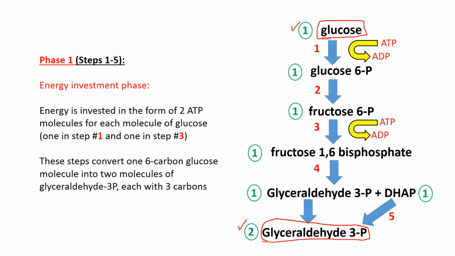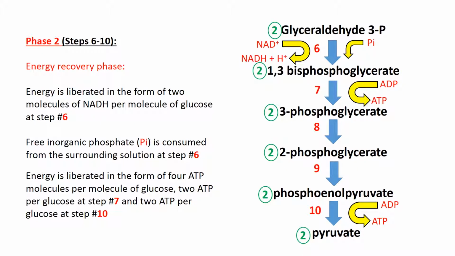And during those 5 steps, energy was invested as 2 ATP molecules, which were used to phosphorylate substrates at steps 1 and 3. So there's the ATP at step 1 and the ATP at step 3. And we can now move to phase 2 of glycolysis. This is generally called the energy recovery phase because energy is generated in the form of 4 ATPs and 2 NADHs per glucose. Now let's see how that happens.